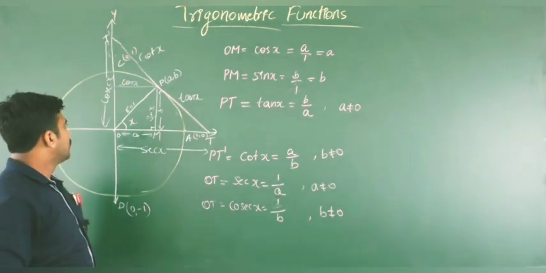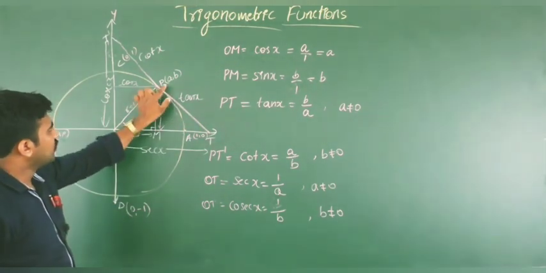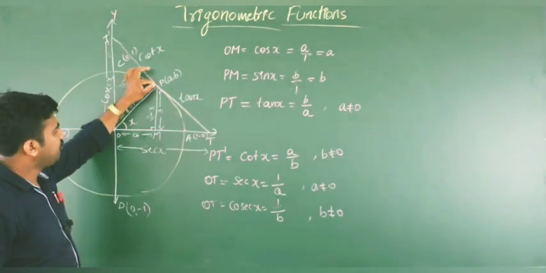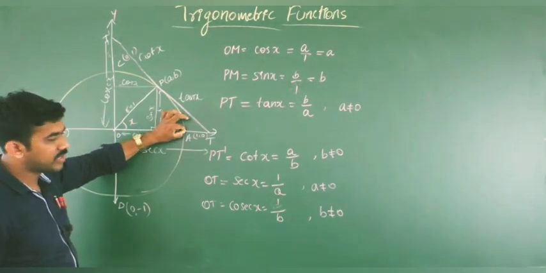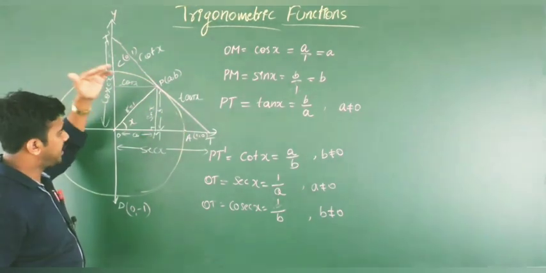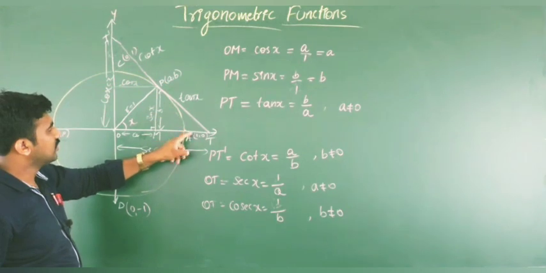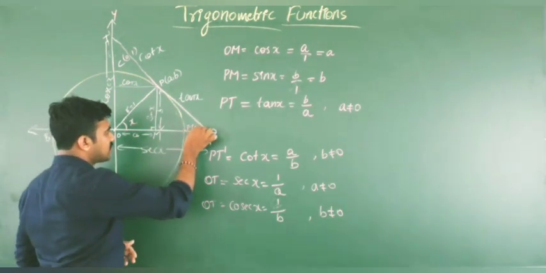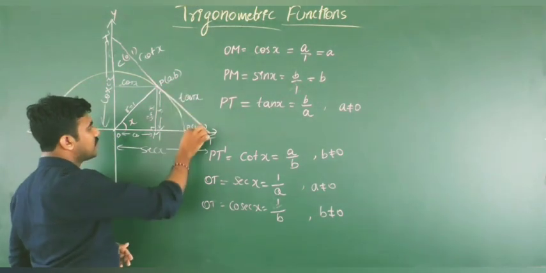Now a is the x coordinate of the point we considered. If you consider the point here on A, meaning the line OP coincides with OA, in that case you can observe the coordinates of P become (1, 0). So the a value here is 1.